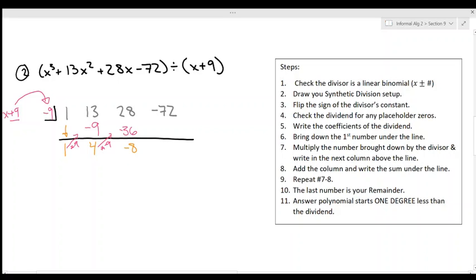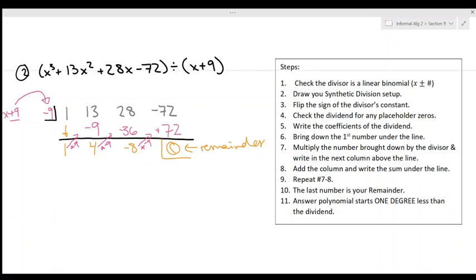Now we're going to multiply this -8 by the synthetic divisor, -9. So -8 times -9 gives us a positive 72. Negative 72 plus 72. Well, those cancel out, and now we have a 0. This 0 is your remainder. Now, if you have a remainder of 0, you're not going to be writing it in your answer.